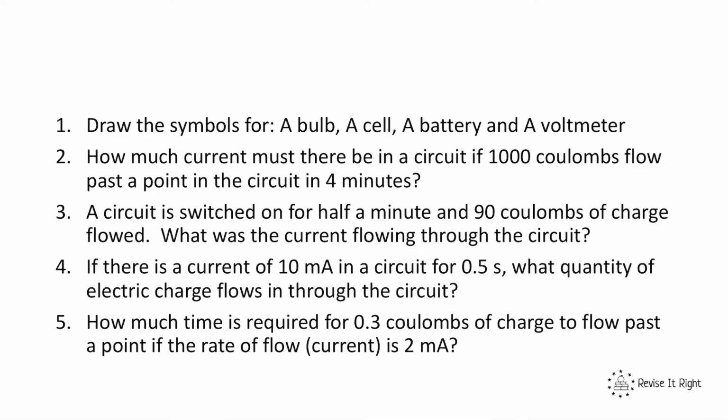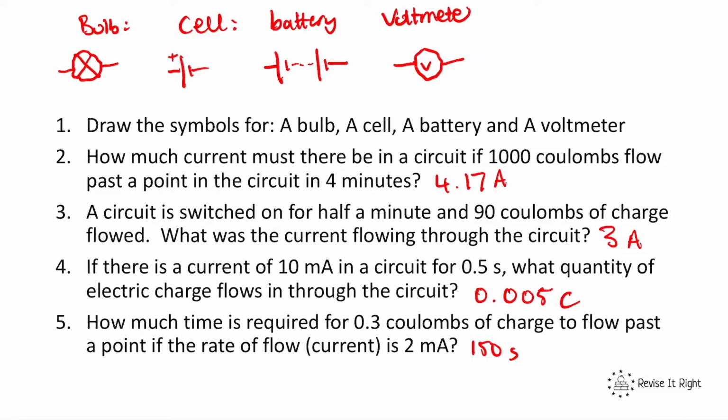Okay, let's go through the answers then. So first of all, draw the symbols for a bulb, cell, battery and voltmeter. Well, here's a symbol for a bulb, here the cell, here the battery and here the voltmeter. Okay, so they're the 4 symbols that I asked you to draw.